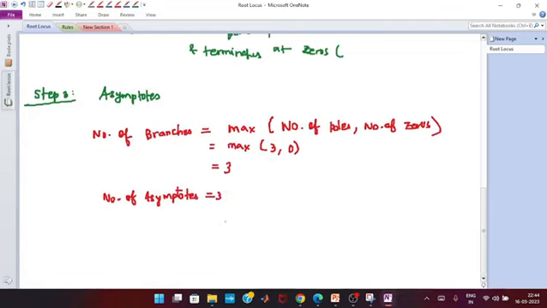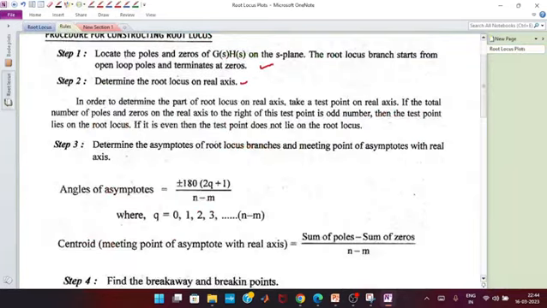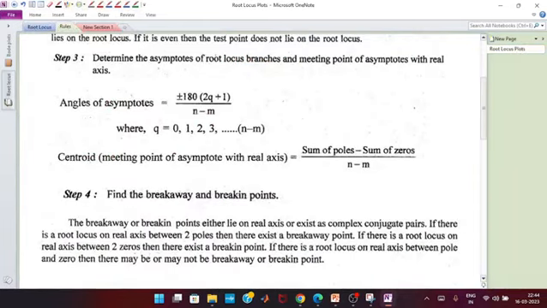Now, after finding the number of asymptotes, you have to find out two things. One is the centroid, or the point where the asymptotes meet the real axis. For that we have a formula. After finding the asymptotes of the root locus branches, we have to find the centroid, the meeting point of asymptotes with the real axis. That is the sum of poles minus the sum of zeros divided by n. N means number of poles, and M means number of zeros, right? So this is the formula.